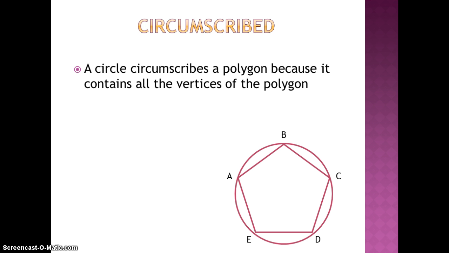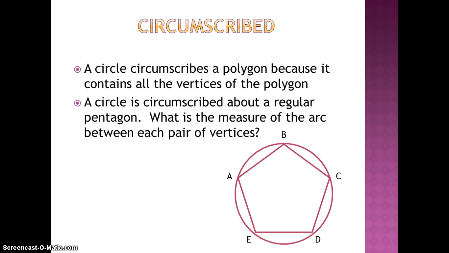Circumscribed. A circle circumscribes a polygon because it contains all the vertices of the polygon. A circle is circumscribed about a regular pentagon. What is the measure of the arc between each pair of vertices?